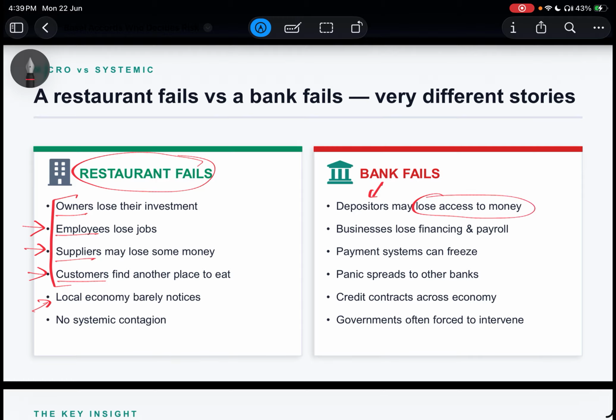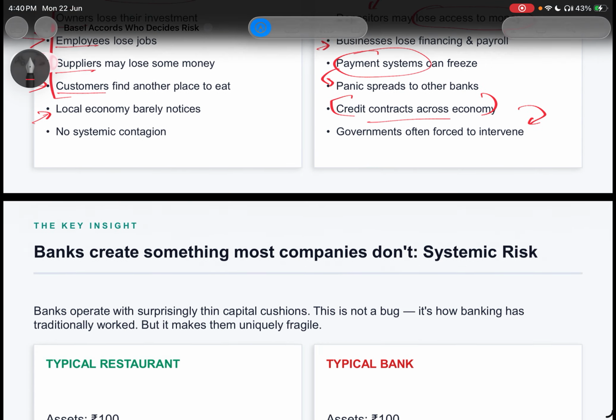Depositors are basically losing access to their money, that too, past, present, and future. Some businesses have a nature of getting cash flows maybe one time a year, right? For the rest of the year, maybe they are just reliant on the bank providing them with debt so that they can cover their payroll. Right. The payment system of the entire economy can fail. And panic, in any crisis, if anything big fails, panic spreads like nothing else. Right. And across the economy, credit starts to contract, which ultimately forces the government to intervene.